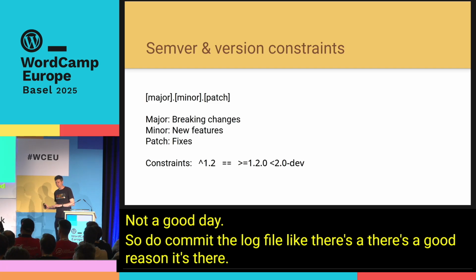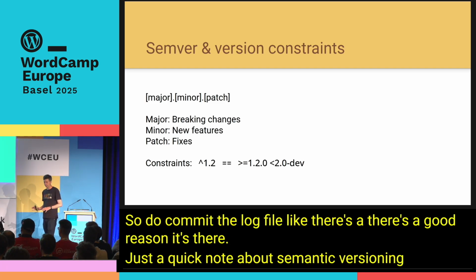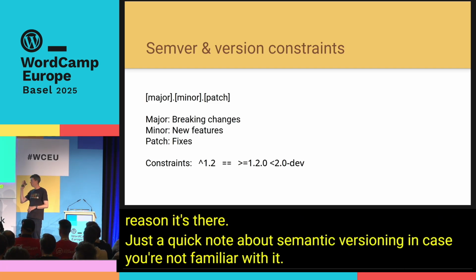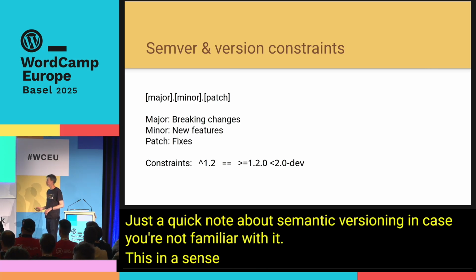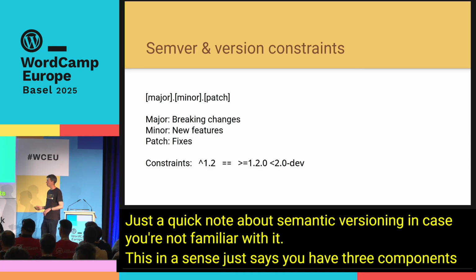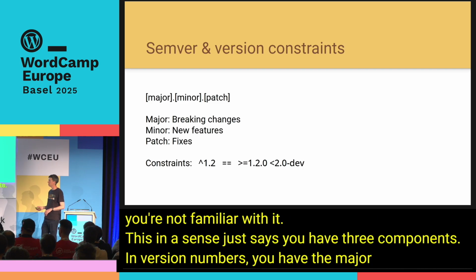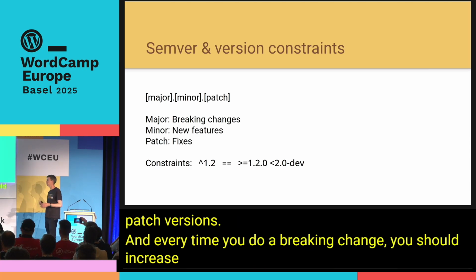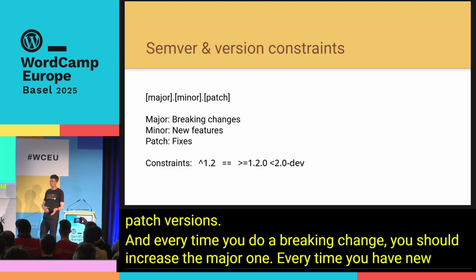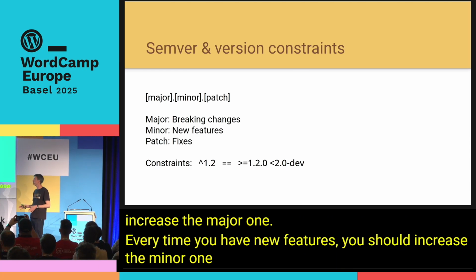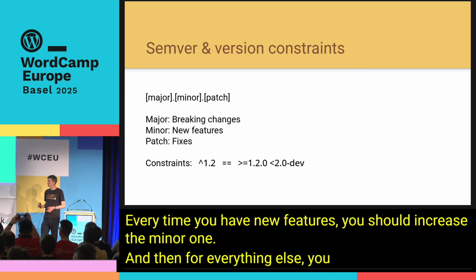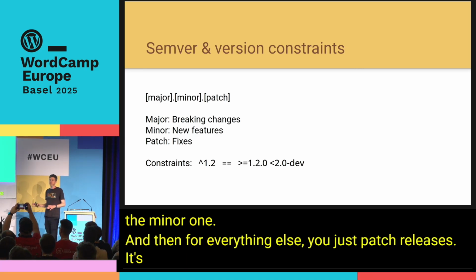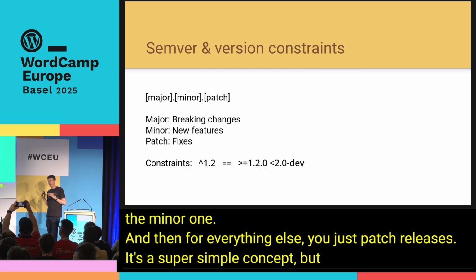Just a quick note about semantic versioning in case you're not familiar with it. This, in a sense, just says you have three components in version numbers. You have the major, minor, and patch versions. And every time you do a breaking change, you should increase the major one. Every time you have new features, you should increase the minor one. And then for everything else, you just do patch releases. It's a super simple concept, but it's very powerful.